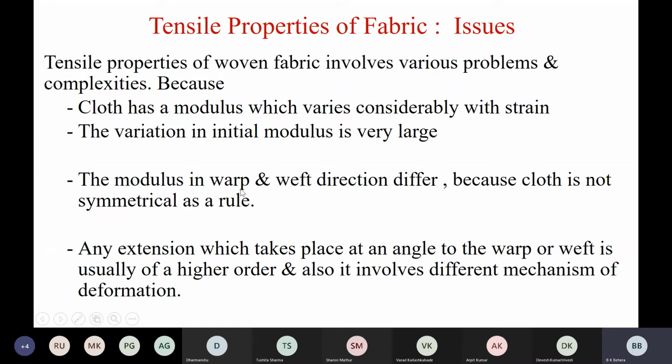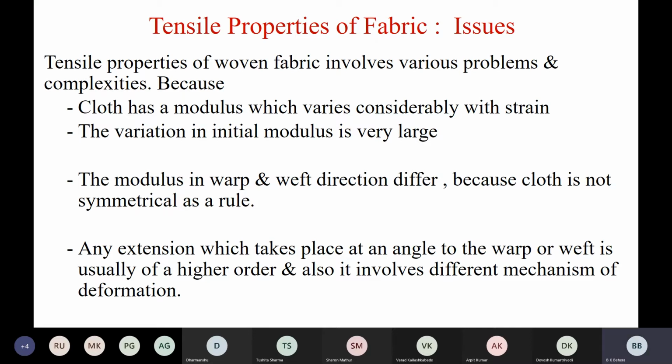Second point, the modulus in warp and weft direction differ, obviously. As you know, crimp in warp and weft are different, because cloth is not symmetrical as a rule. This point we have discussed several times. Woven constructions are anisotropic. They are not isotropic.